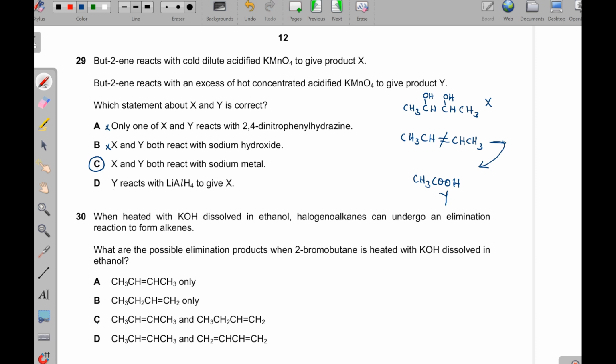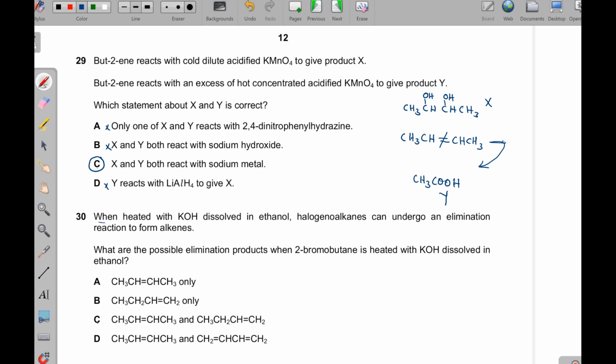But then D, Y reacts with lithium aluminium tetrahydride to give X. Y is a carboxylic acid. This one is a reducing agent. So the lithium aluminium tetrahydride will reduce this carboxylic acid to a primary alcohol. And the primary alcohol that comes from here is going to be ethanol, not this diol. You see that? So that's why D is also off.